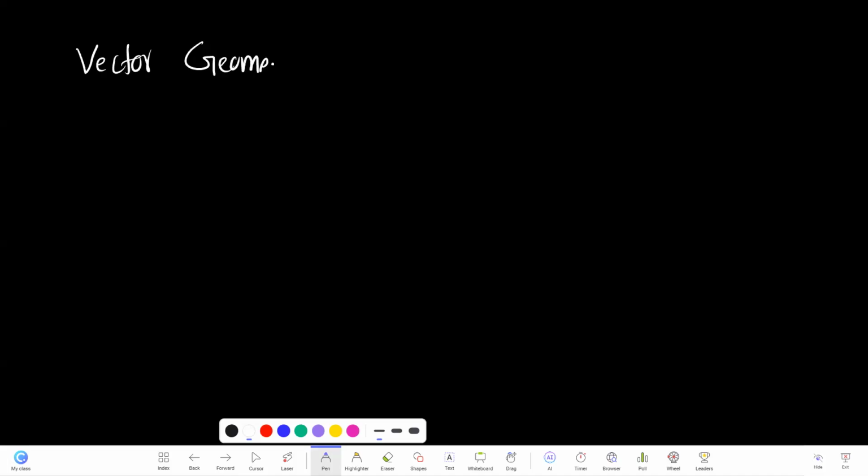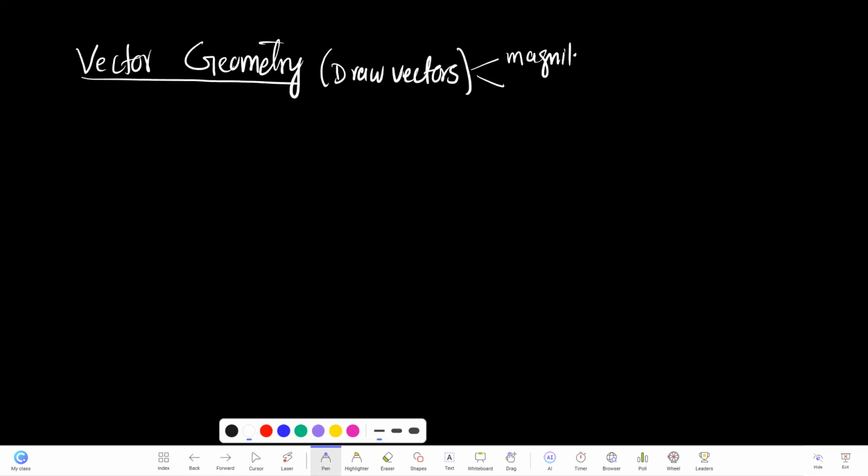In this chapter so far, or in this course, we learned a bunch of different things, but mostly we talk about vector geometry. Right. So really what we learn here is how to draw vectors. And when I say how to draw vectors, we learn two things: how to get the magnitude, and then direction.